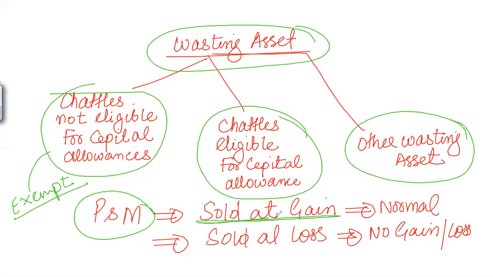If a vesting chattel considered as plant and machinery is sold at a gain, then there will be a normal calculation. And if a vesting chattel eligible for capital allowances is sold at a loss, then there will be no gain or loss, as it is already covered in the capital allowances calculation. So we can simply write no gain or loss.